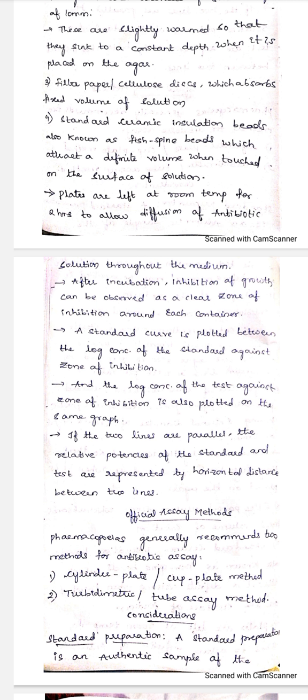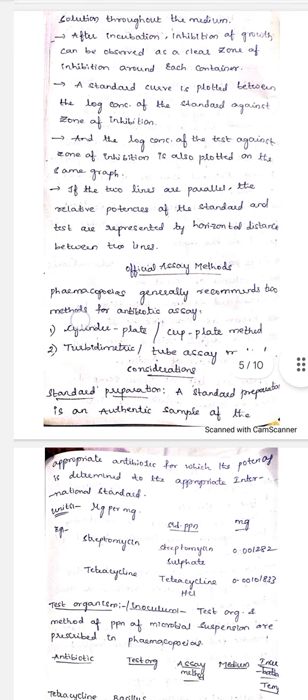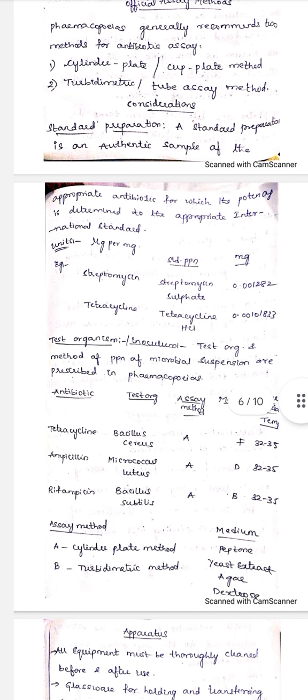And for this, the Indian Pharmacopoeia has given two assay methods. That means these are the official methods in the Pharmacopoeia. Those are the cylinder plate method and cup plate method, or the turbidimetric method, or tube assay method. So first, coming to the considerations we are going to take: one is the standard preparation. A standard is a standard only. We are not going to modify anything in that.